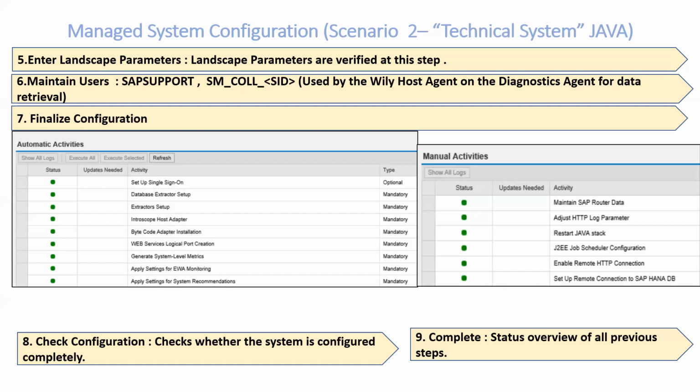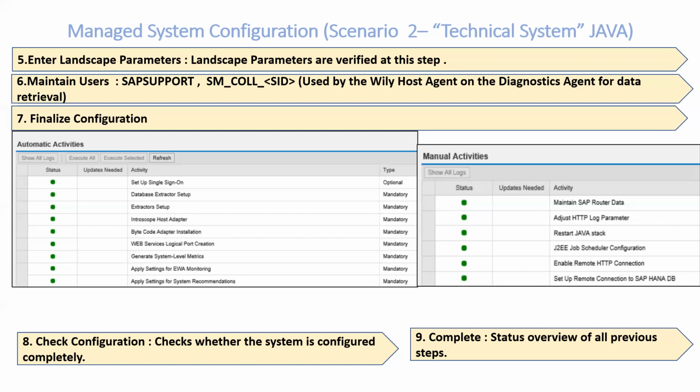Generate system level metrics, as we have also seen this earlier, is used so that the Enterprise Manager gets configured to aggregate performance metrics on system and instance level. We need to make sure that a restart of Java stack has been taken right after the bytecode adapter installation step has been performed. Once these steps have been completed successfully, we can then check configuration and complete the managed system configuration for Java systems.